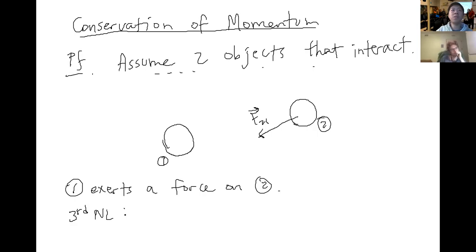All right. So what does Newton's third law tell us here? What is missing from this diagram? All right, so two objects interact. Okay, for F12. So what about F12?